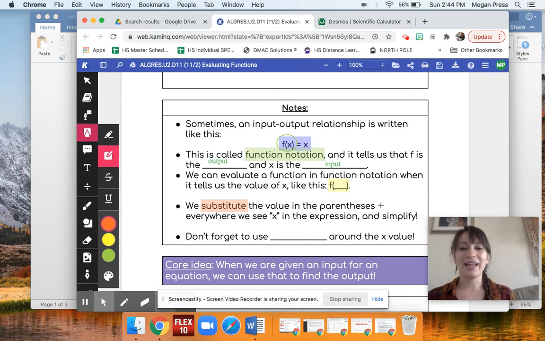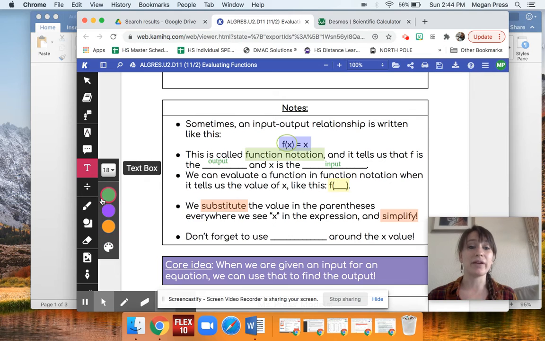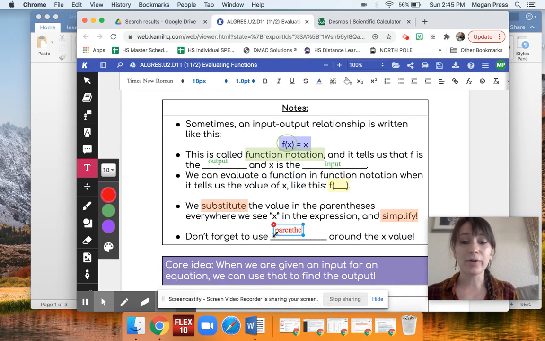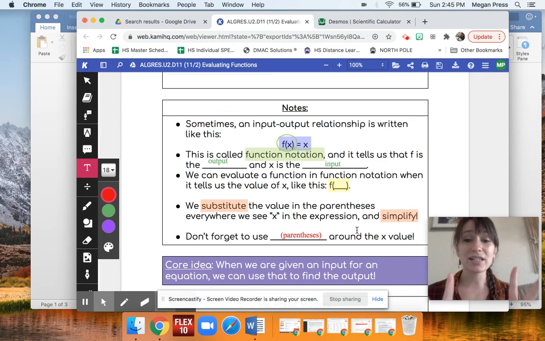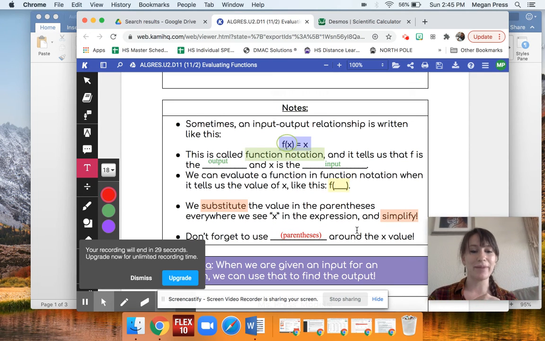So our last job is to simplify, and this is very, very important. So important, we're putting it in red. Don't forget to use parentheses around the x value, okay? Put your parentheses around the x value. I'm going to give us a second to make your notes look like mine. And actually, this video is about to cut off. I'm going to read our core idea, and then this video will cut off, and we'll watch the next video for the model.